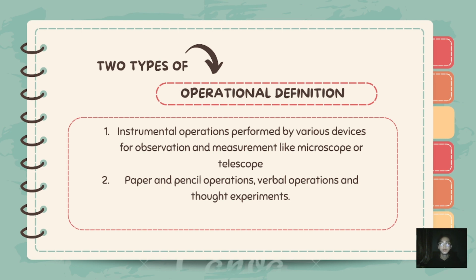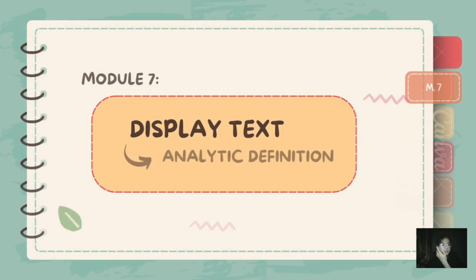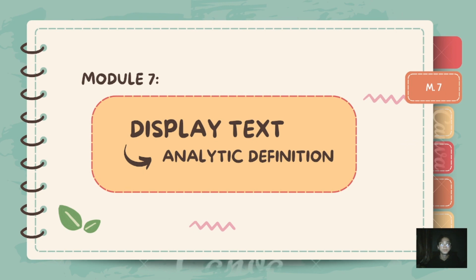That object can only be brought under the concept or term of magnetic if and only if you apply an action in which you put iron filings or any metal object and you observe that it sticks to that object. So, to summarize, an operational definition specifies a procedure designed to represent a construct. So, that's all for our definitions. Let's move on to our last module, display text or analytical definition.